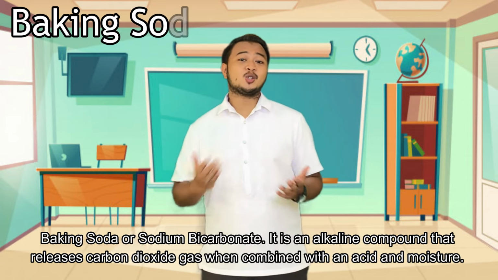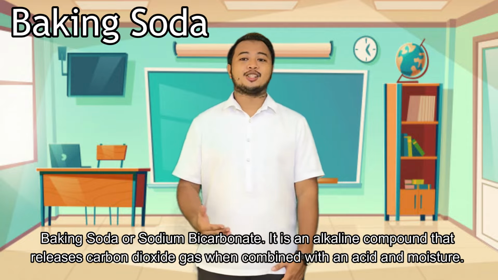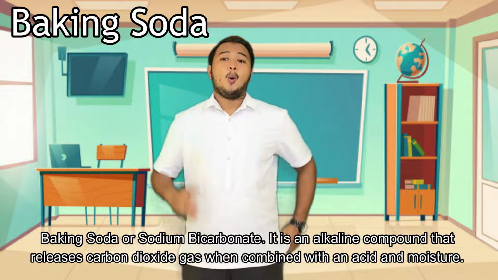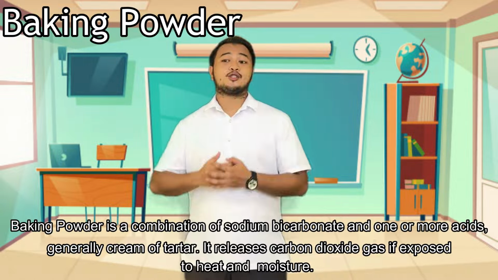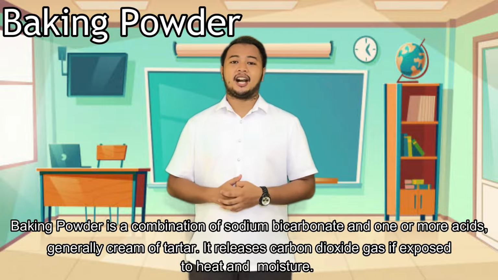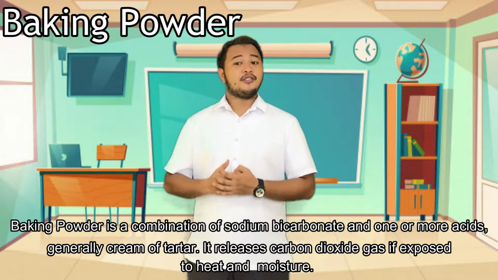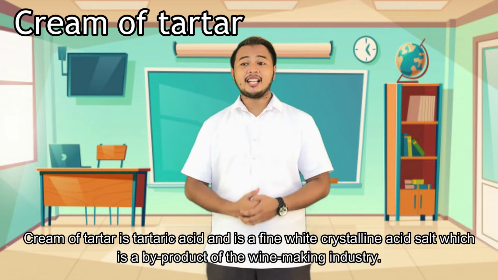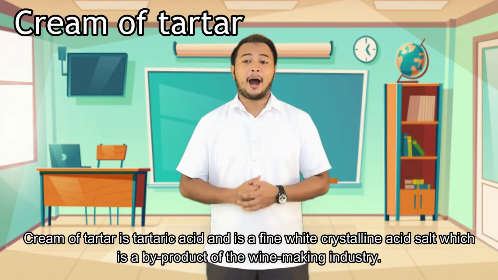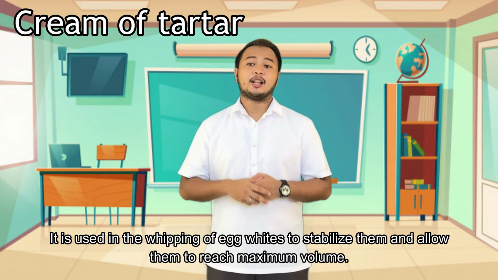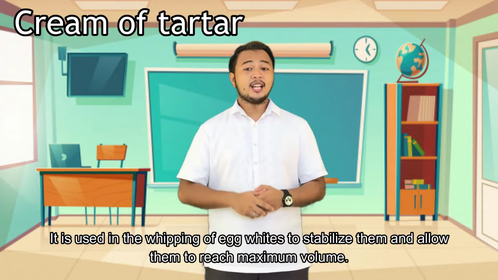Baking soda or sodium bicarbonate is an alkaline compound that releases carbon dioxide gas when combined with an acid or moisture. While baking powder is a combination of sodium bicarbonate and one or more acids, generally cream of tartar. It releases carbon dioxide gas if exposed to heat and moisture. On the other hand, cream of tartar is a tartaric acid and is a fine white crystalline acid salt which is a byproduct of the wine-making industry. It is used in whipping egg whites and to stabilize them and allow them to reach maximum volume.